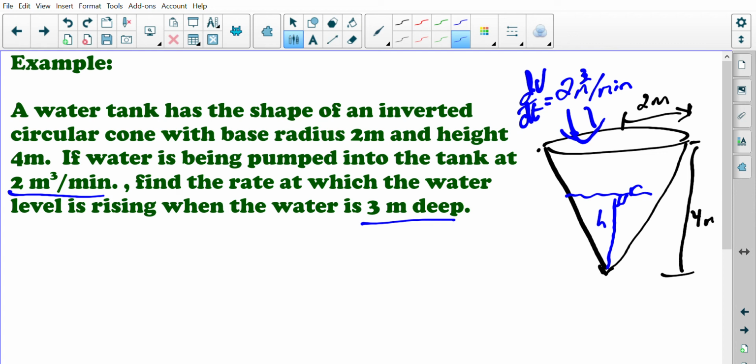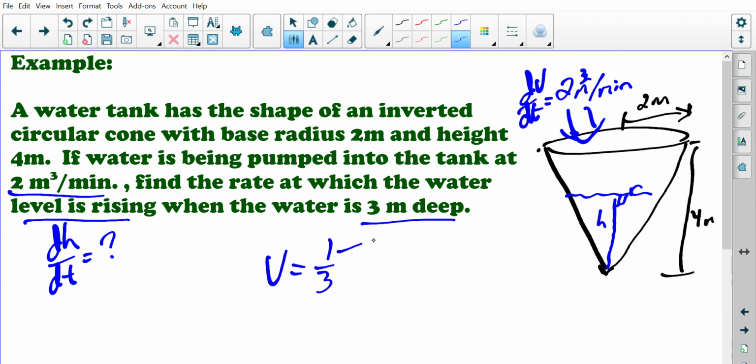Okay, so I need a way to connect together volume, because, I didn't finish reading here, it says find the rate at which the water level is rising. Water level is rising would be the H. So what they're asking us to figure out is dH dt. So the only connection I have between volume and radius and height is this formula, which we looked at earlier. The volume of a cone is 1/3 pi r squared multiplied by h.